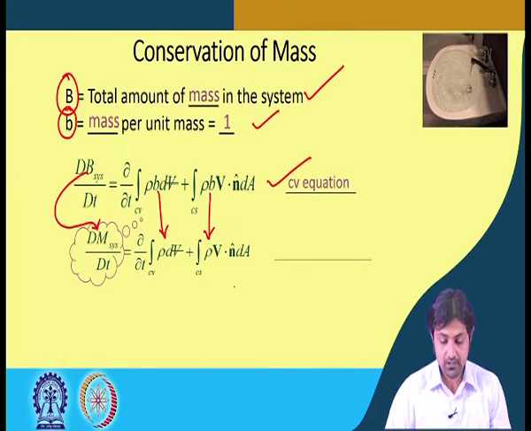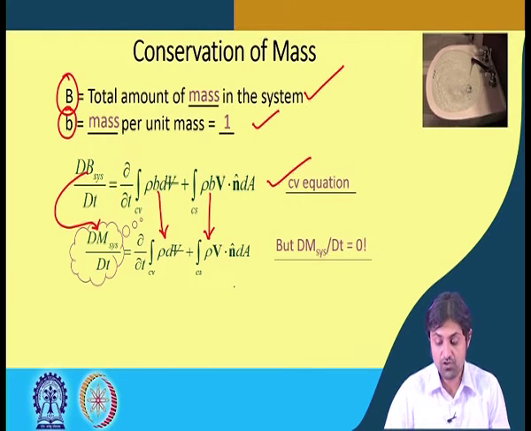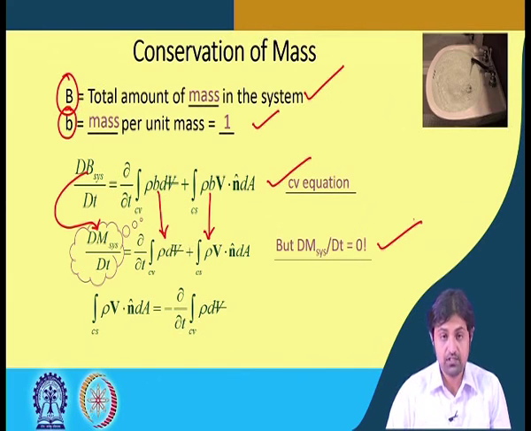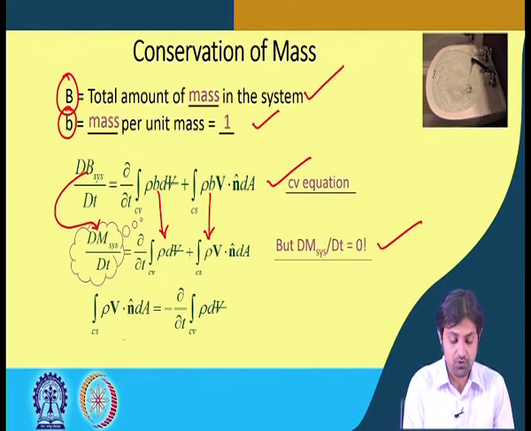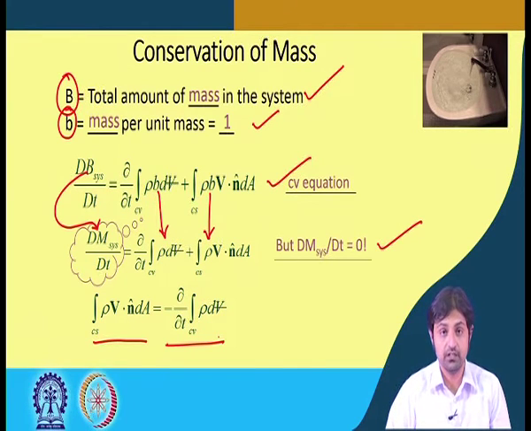So what is this? We know that in the conservation of mass, the total mass of the system with respect to time, capital D m system by dt, is equal to 0. Okay, so we can simply write in the control volume, integral of rho V dot n dA over the entire cross section should be equal to minus del by del t of integral of rho dV. This is the equation that we get by substituting B system as mass, capital B as mass of system and small b as 1, as we have seen. So this is actually nothing but a continuity equation.